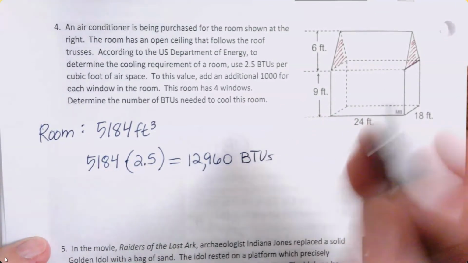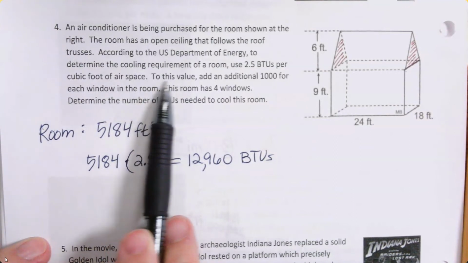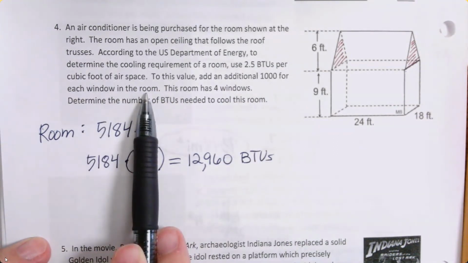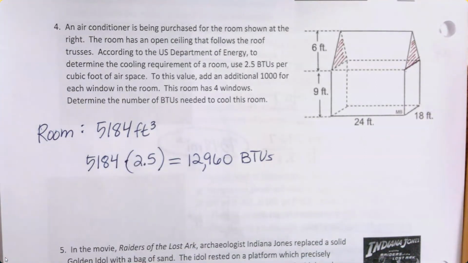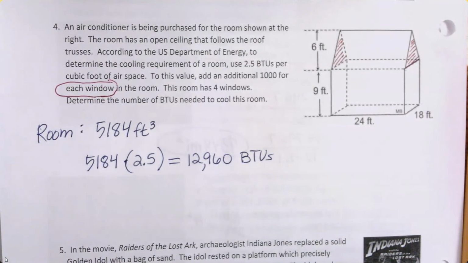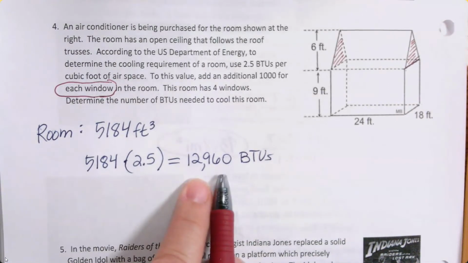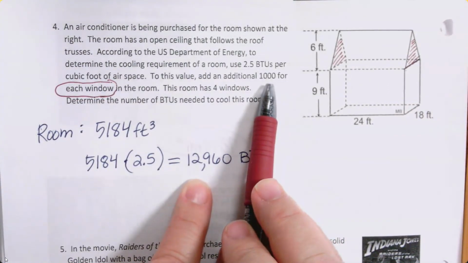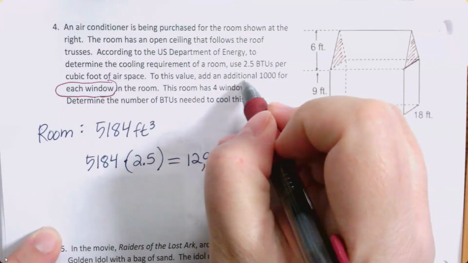Now here's the thing. This part right here, to this value add an additional blah, blah, blah. This is pointing out to me that windows make it harder to heat or cool a space. If you have a window, cold air gets out through the window or comes in through the window, hot heat goes out or in, basically whichever one you're trying to keep in goes out, and whatever you're trying to keep out comes in. Okay, a window is not as good as a wall for keeping the air inside the same temperature as you want. So to this value, that's the value we just got, add an additional 1,000 BTUs for each window, and this room has 4 windows.